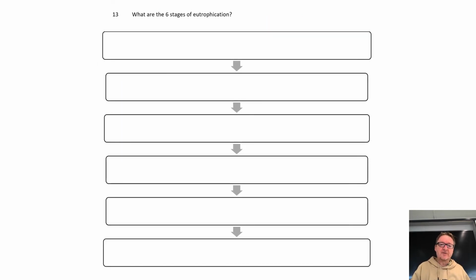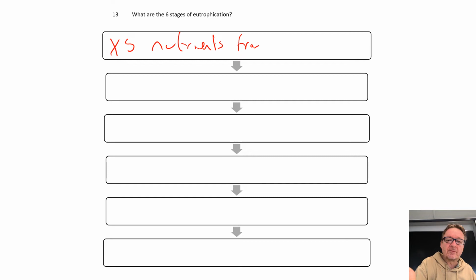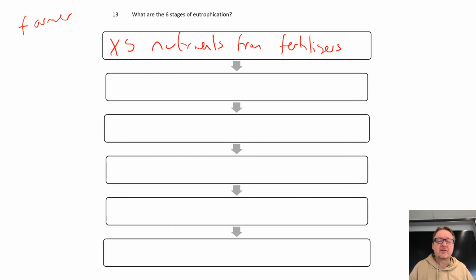Right, 6 stages of eutrophication. Now this is a fantastic kind of question, right? That is a 6 marker. So 6 stages of eutrophication, right? So what you've got to do here is excess nutrients from fertilizers. Right, so what you've got to do is you've got to think, farmer, what he's doing is fertilizing his crops, fair enough, but what happens is a load of it dribbles down the field and then goes into the pond, the lake at the bottom of the field.